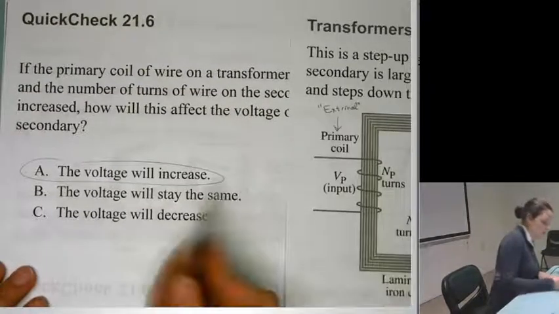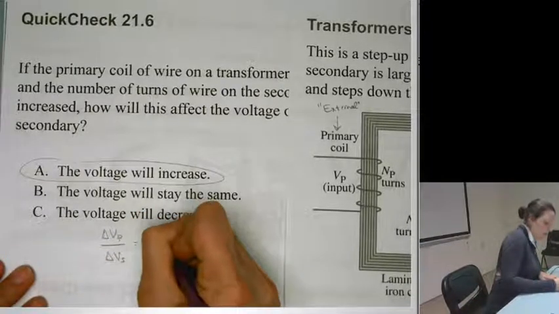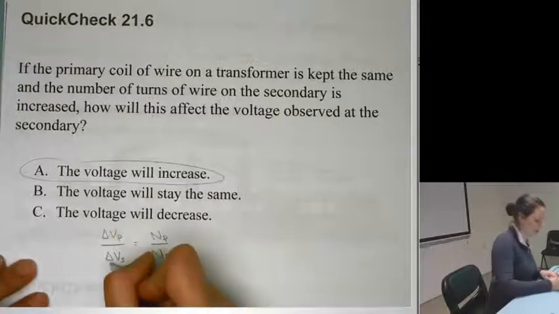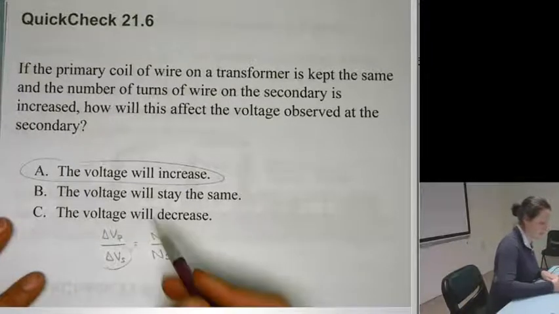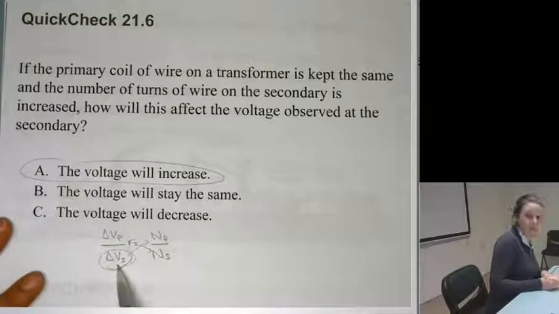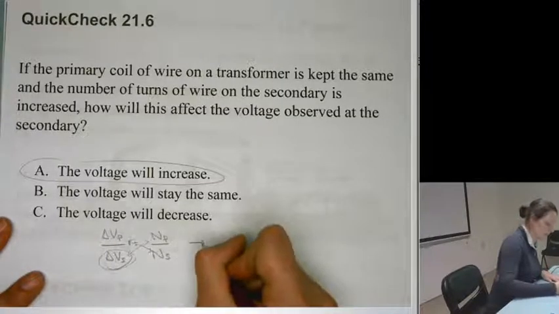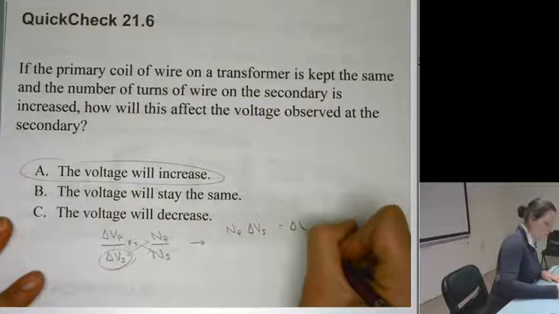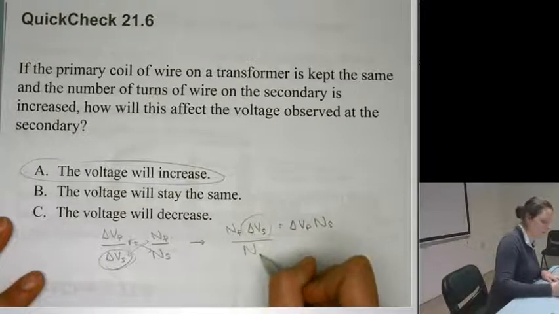Okay, so let's take this equation. I have delta Vp over delta Vs equals Np over Ns. So we want to solve this equation for delta Vs. When things are set up like this, I usually go with cross multiplying. We'll cross multiply because we need to get this Vs in the numerator by itself. Cross multiplying means that we'll get Np Vs equals Vp Ns. And now we'll solve for Vs, so we need to divide by Np on both sides.